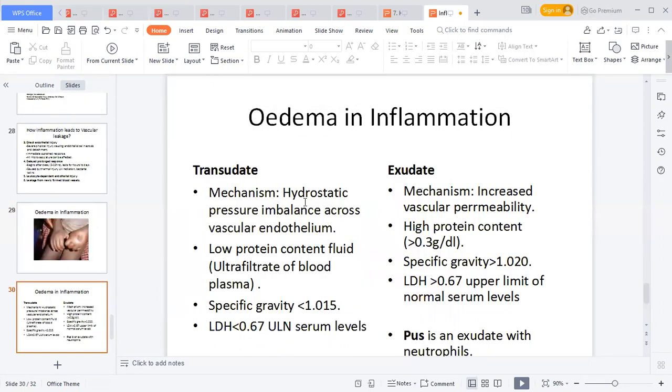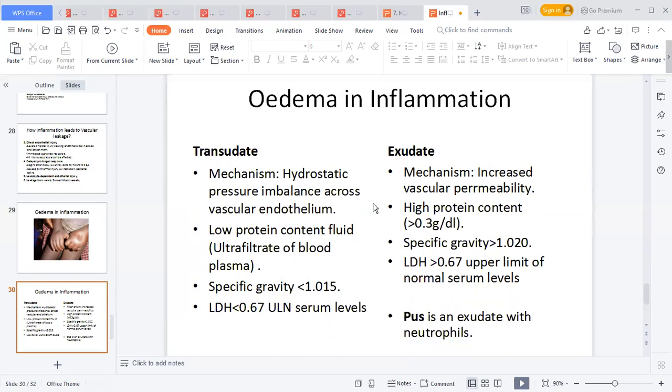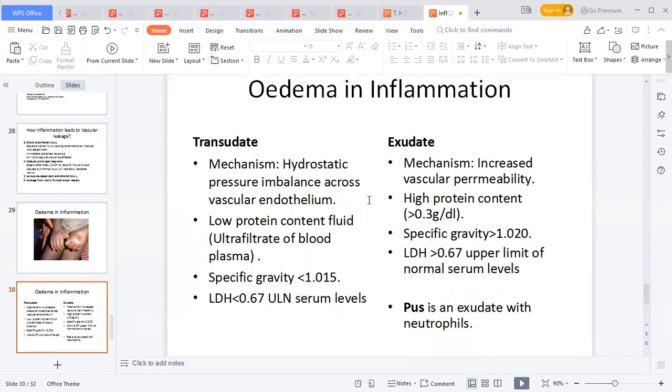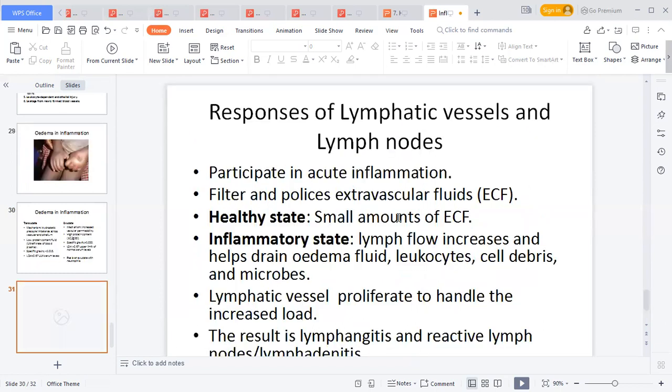Edema and inflammation. So there is transudate and exudate. You just have to know the differences between the transudate and the exudate mechanism. This one we'll talk about tomorrow, I think, when we're talking about hemodynamic disorders.